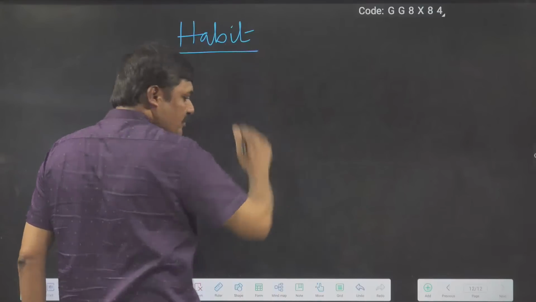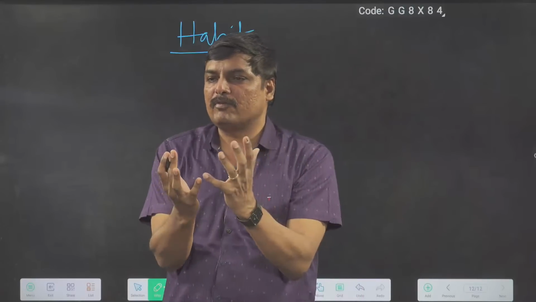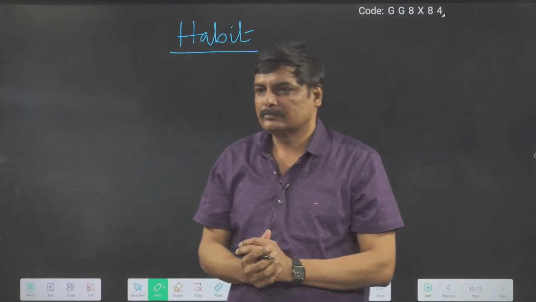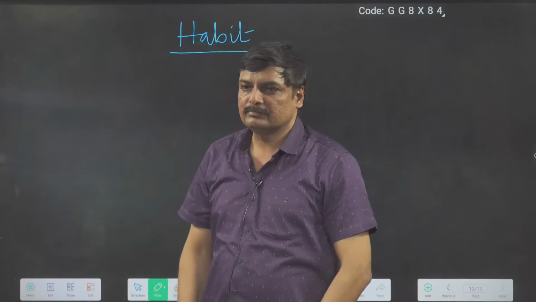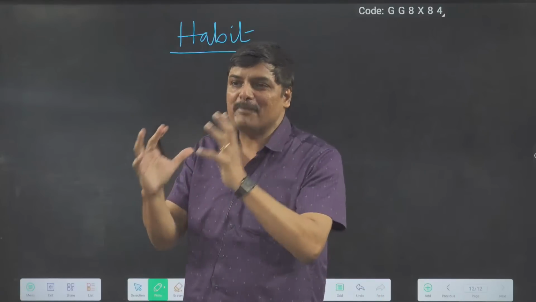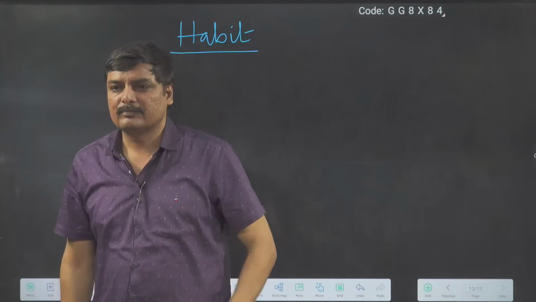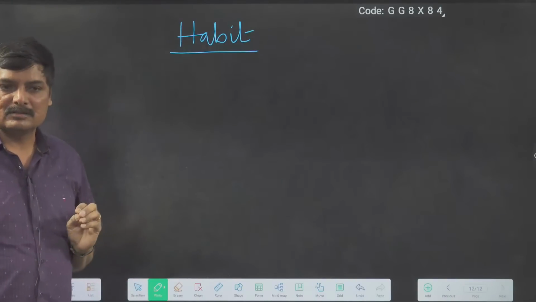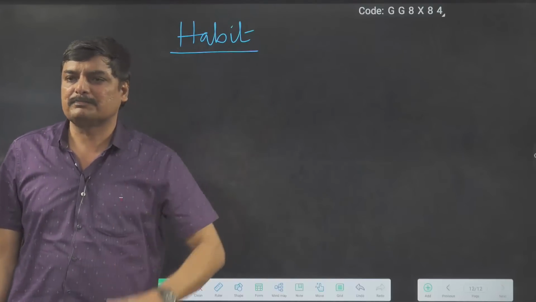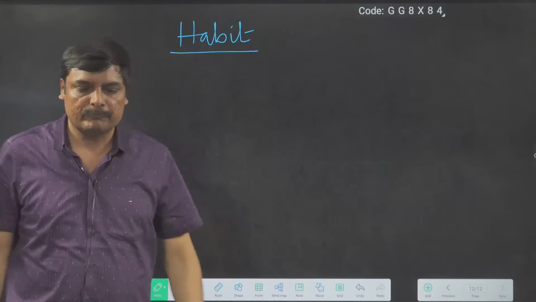Habit. What is meant by habit? The overall appearance of an organism. The outer look of an organism is called the habit. It is not habitat, it is habit. Based on the habit, there are different plants. But mainly there are 3 types.